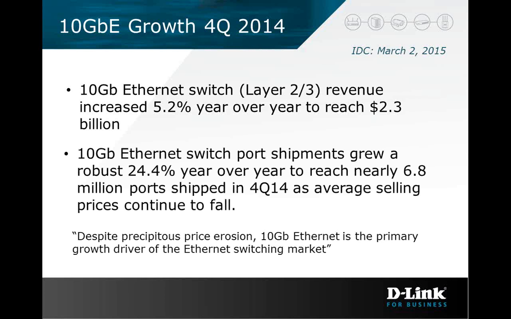But they also talked about port shipments during the same period of time. So 10 gig Ethernet port shipments worldwide grew almost 25%. Now that's substantial growth year over year. And it shows what's happening with 10 gig Ethernet, it's becoming more and more popular, more and more ports shipping. Now it's interesting to note that 5% revenue growth, 25% port shipments, well that tells me that costs are coming down. And IDC even said in their press release, they wrote the quote, "despite precipitous price erosion, 10 gig Ethernet is the primary growth driver of the Ethernet switching market."